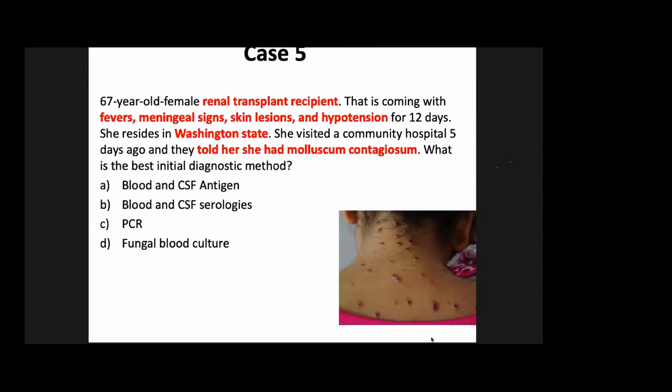And I think that this case has 5 learning points. Okay, maybe we can show the poll. Okay, so 36% say PCR, and 27% say A, blood and CSF antigen. So what disease do you think this patient has?